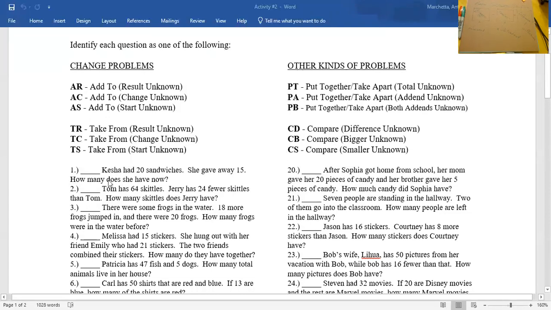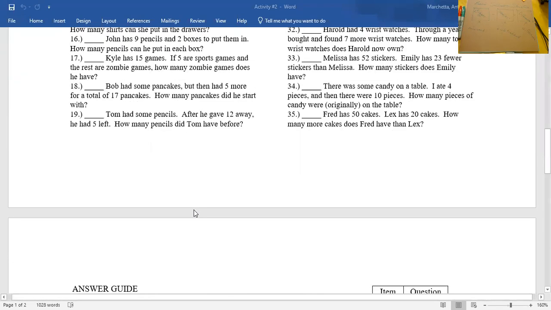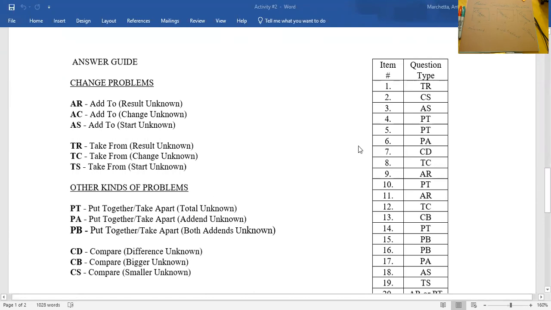Let's try one together. Kesha had 20 sandwiches. She gave away 15. So how many does she have now? If she started with that and she gave away something, that means we have the result unknown, right? This is a result unknown. And also notice that time has gone by. She had a certain amount, and then she gave some of them away. So this is a take from problem, and we're going to say that it is a result unknown. So I'm going to say it's TR. Now let's see what the answers are at the bottom. And the answer to number one, as you can see, is TR.